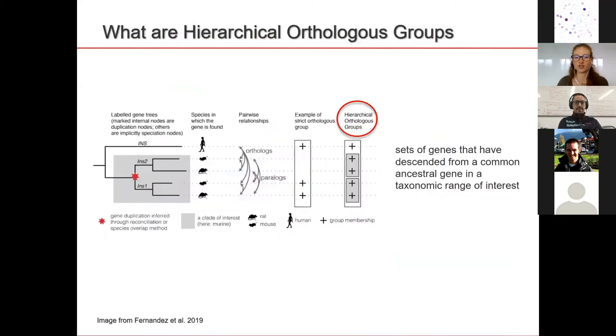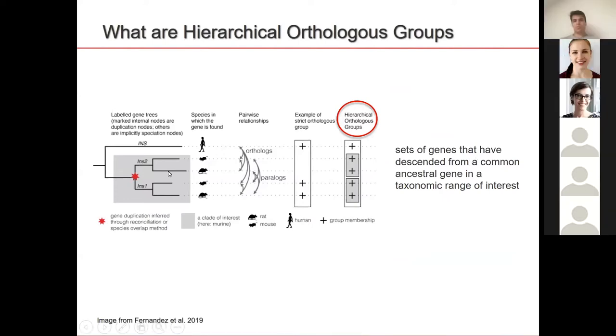So maybe first an introduction to what hierarchical orthologous groups are. These are sets of genes that have descended from a common ancestral gene in a taxonomic range of interest. So to illustrate it on an insulin gene, if you consider the insulin genes among rodents, you have two HOGs because there occurred a duplication before the speciation of the rat and the mouse. But if you consider the insulin gene among all mammals, including humans and rodents, you can see that these genes that we see today have descended from a common single ancestral gene, and that's why they're encompassed in one HOG. So that is what we did for our species.